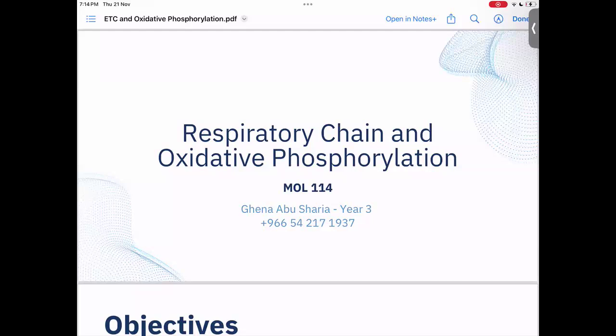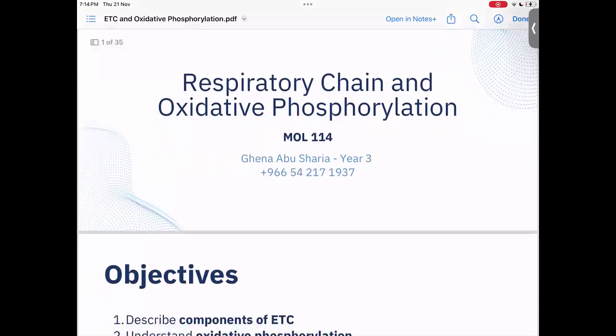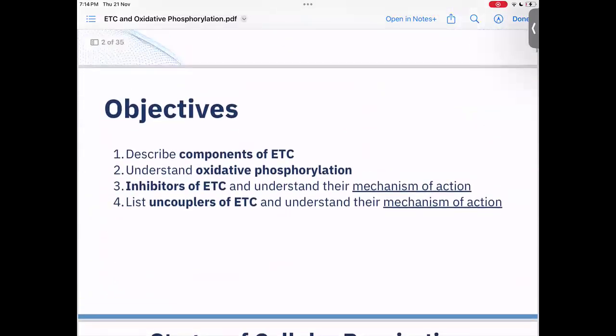So for today's lecture, I'm going to be talking about the respiratory chain and oxidative phosphorylation in MOL. This lecture is a part of a series of lectures. The objectives are very simple. We're going to talk about the components of the electron transport chain. Then we're going to cover a very important concept that comes with it, known as oxidative phosphorylation. Then we're going to look at the inhibitors of the electron transport chain and how they work, and then the uncouplers of the electron transport chain. And then we're going to differentiate between both, because they're very different, they're not the same.